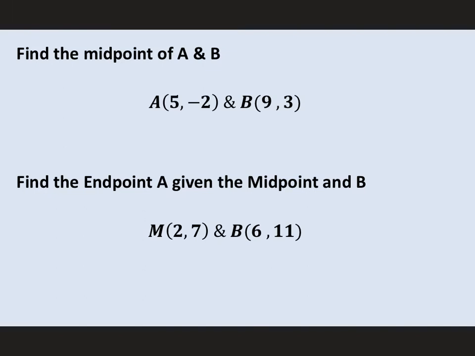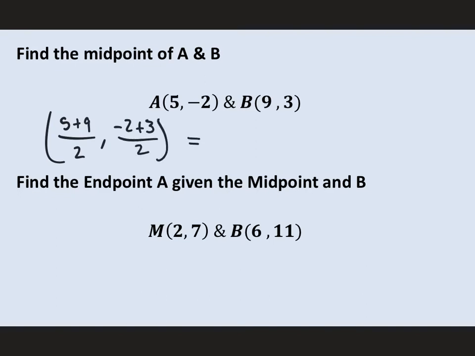We're going to do two types of problems. The first type of problem here is finding the midpoint. So we're given the two endpoints, A and B, and we're going to find the midpoint. So we'll take the x values, 5 plus 9, divide by 2, comma. So remember, it's a point, so we've got to write it as a point, and negative 2 plus 3 over 2.